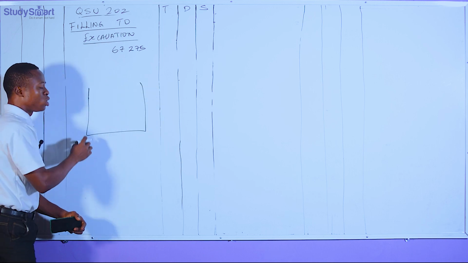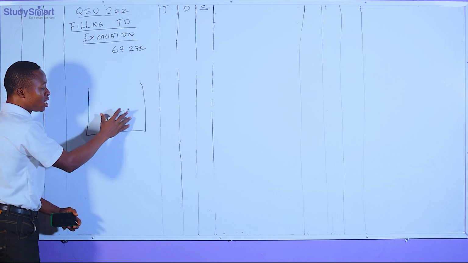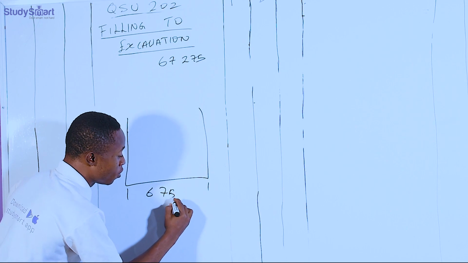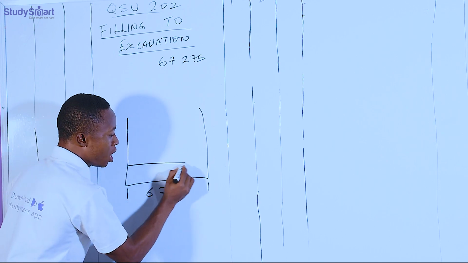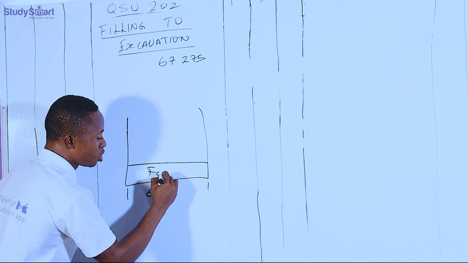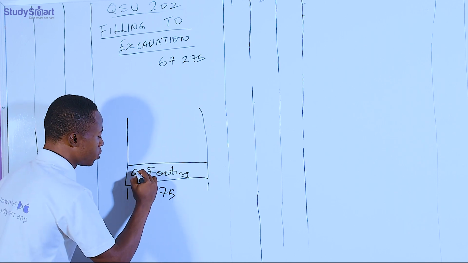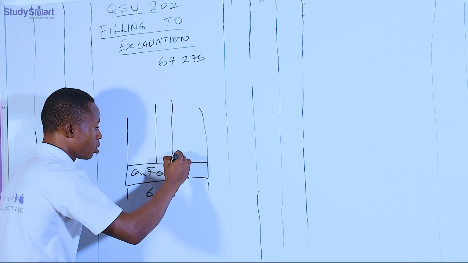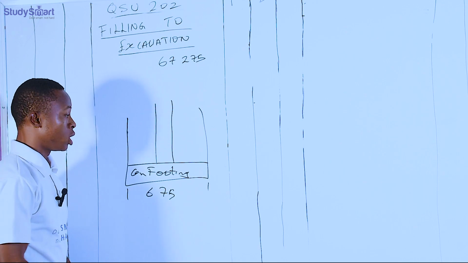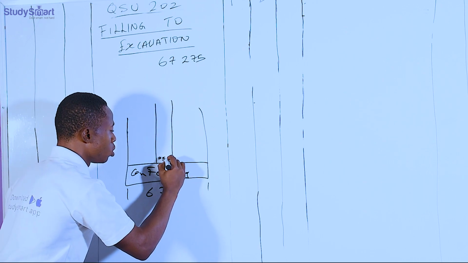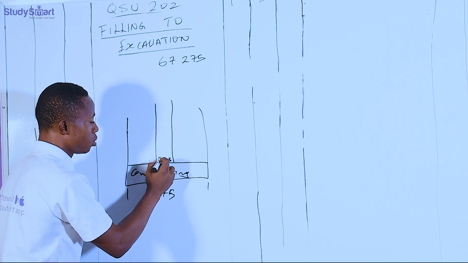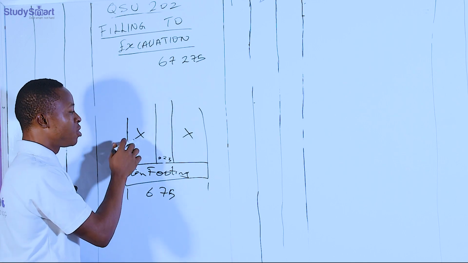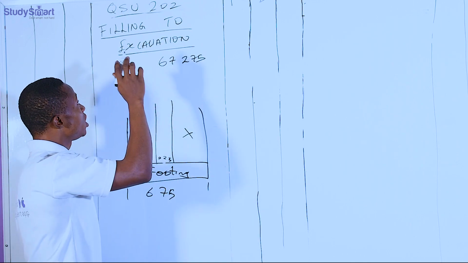This is the place you have already excavated. You have excavated this portion, like this, 675 that we've excavated. We put 225 block, 225 footing here. This is concrete footing. We put block here. The block is 225 also. So all this place and this place, we can't leave it empty. That's the reason why we have to do filling to excavation.